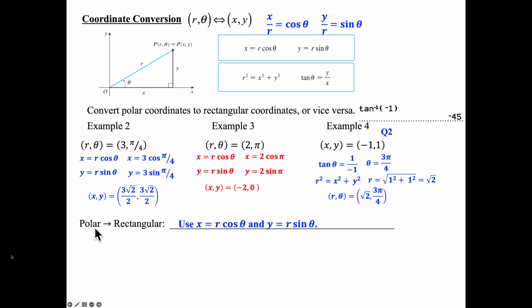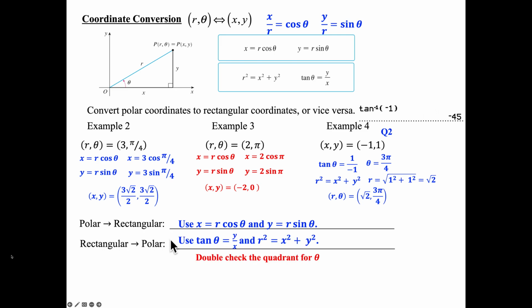So if you want to go from polar to rectangular, you use x equals r cosine theta, y equals r sine theta. If I want to go from rectangular to polar, you use tangent of theta equals y over x, and your Pythagorean theorem, r squared equals x squared plus y squared. Always double check. Plot the point, the rectangular, plot it so you know what quadrant you're in to set up your theta.